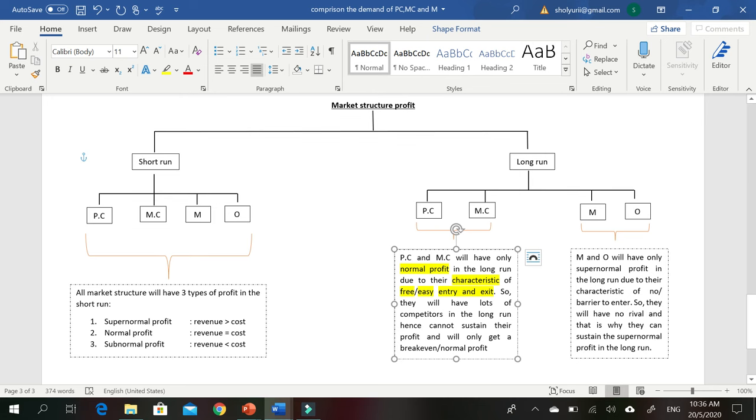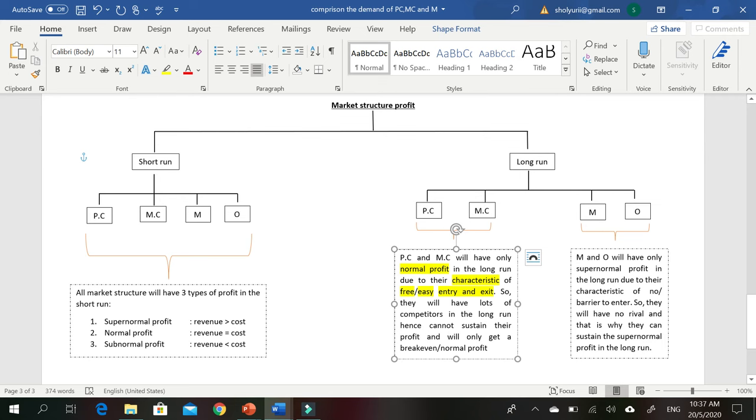So what happens if they have this characteristic? So they will have lots of competitors in the long run. Bila orang tengok you jual produk tersebut, you dapat untung, many more would like to sell the same product like yours. Peniaga kan biasalah, dia tengok online peniaga benda tu dapat untung, dia pun nak jual juga. Okay. So in the long run, they cannot sustain their profit. Profit tu kita panggil supernormal profit lah. Okay. And they will only get break even, ataupun nama lain dia adalah normal profit je yang diorang akan dapat in the long run. That one is for perfect competition and monopolistic competition, sebab karakteristik dia yang mudah orang lain nak join market structure diorang tu.